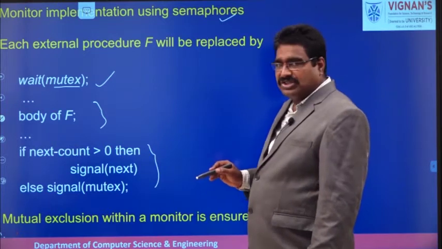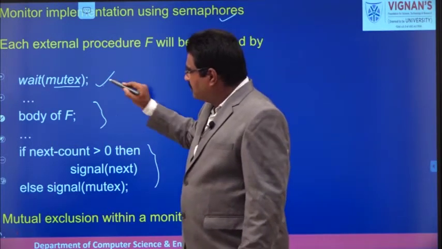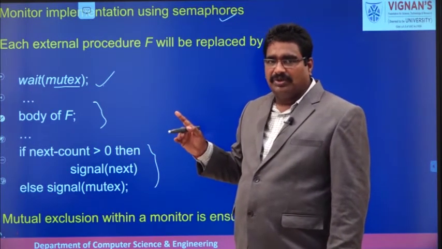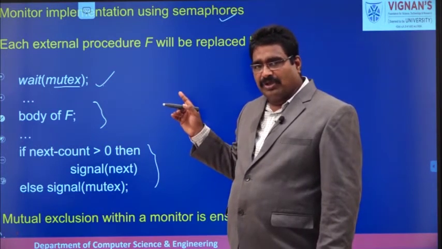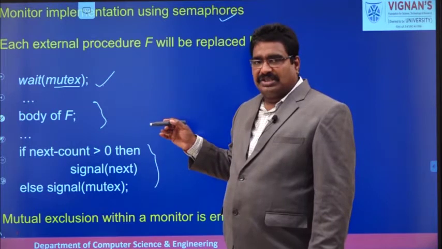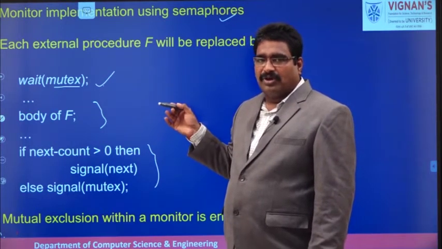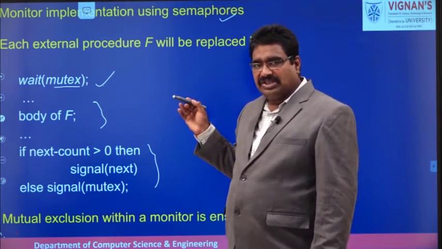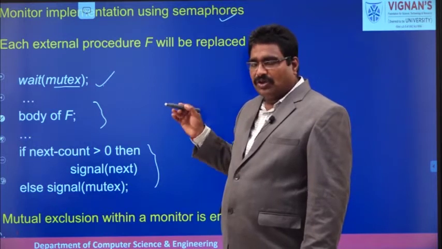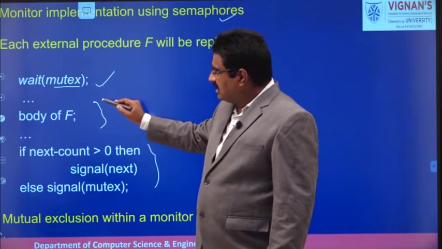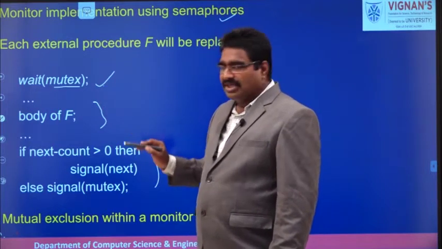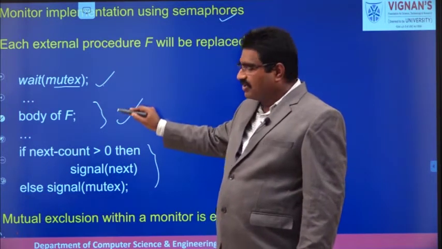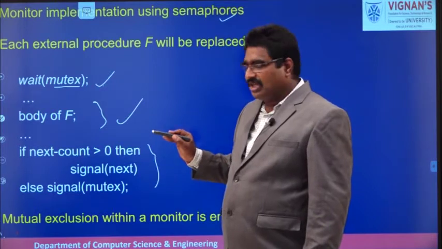Before a process enters the function body, we use wait mutex. Why are we using wait mutex? At any instant of time, only one process is allowed to execute the function body, because the monitor is a set of functions and any process that wants to modify the shared data is allowed to do so through the monitor only. So at any instant of time, only one process is allowed to execute a function. For that reason, before the function body, we use wait mutex. In the function body, they perform the modification on the shared data.